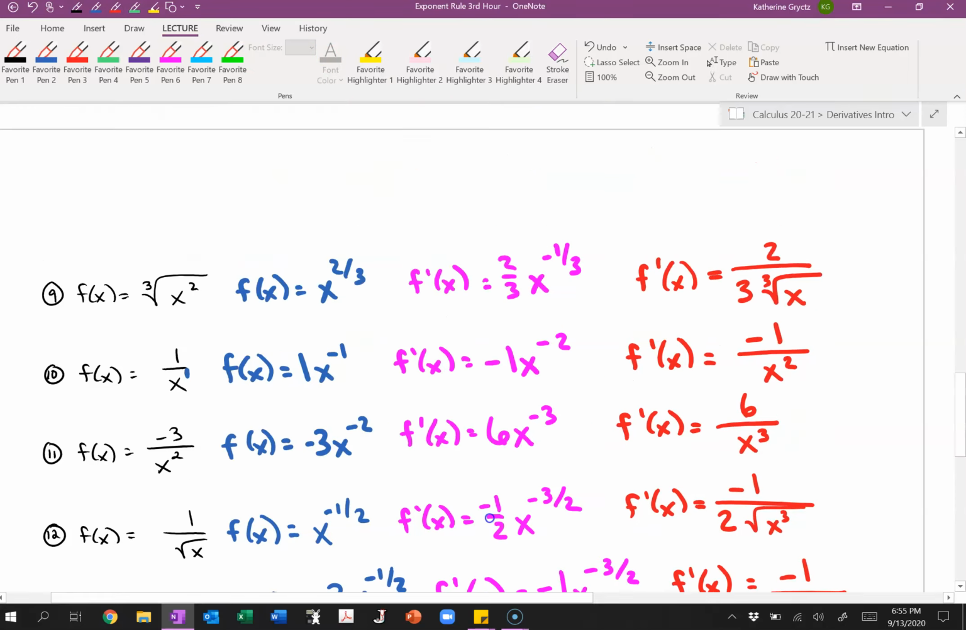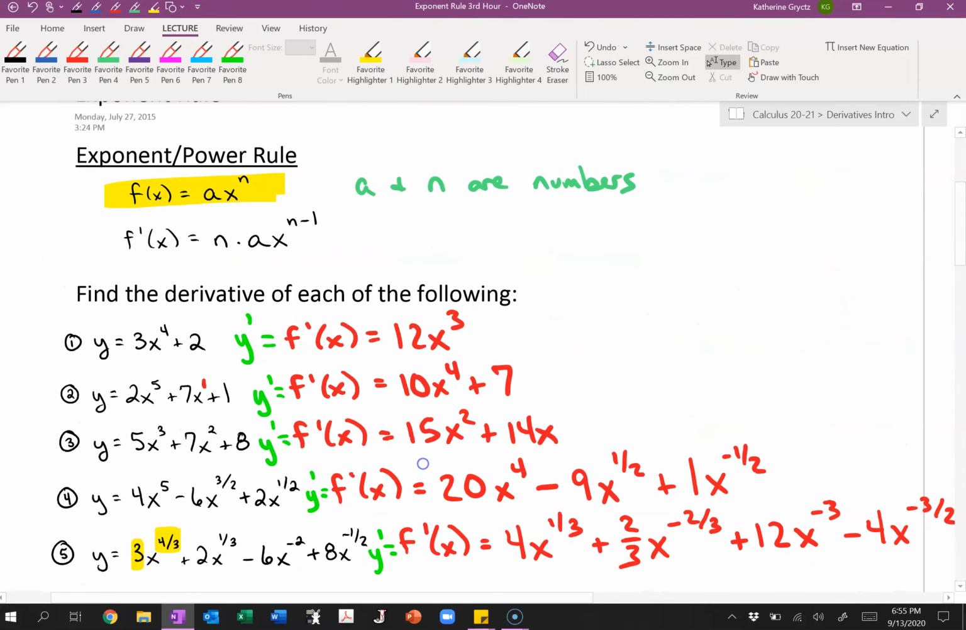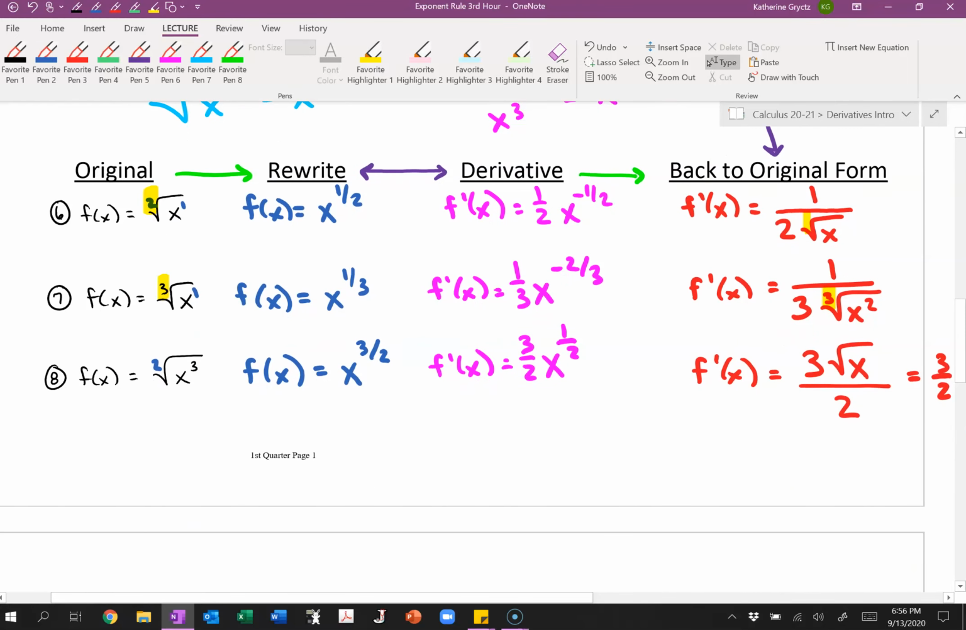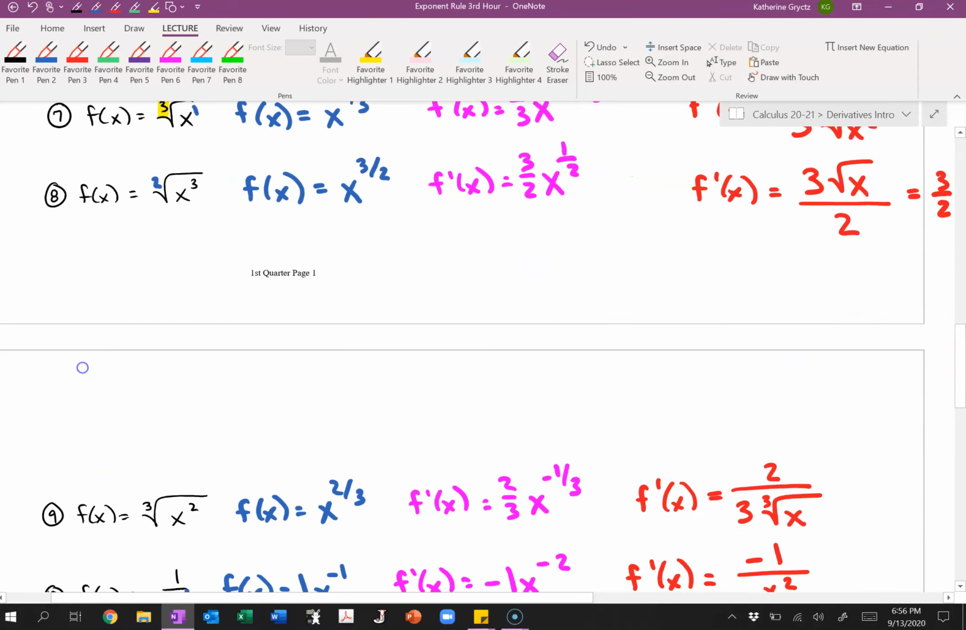Okay, now if you didn't have to rewrite it at all, like let's say back at 1, 2, 3, 4, and 5, we didn't have to rewrite at all. You get to go straight to the derivative and you get to leave it in that form. That is the original form. It's if you have to rewrite it to get it in ax to the n, you must put it back in the form that it came.